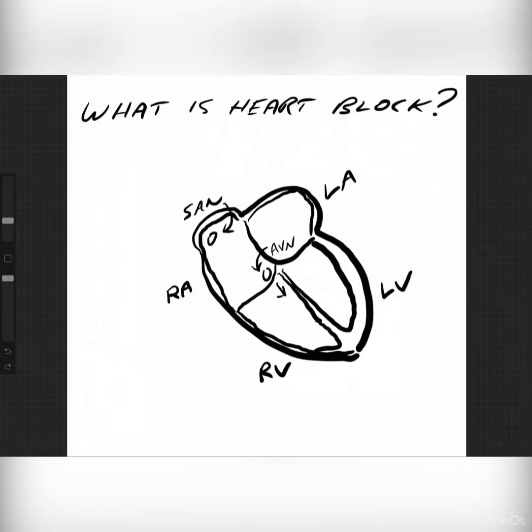So what is heart block? Heart block is essentially a delay or obstruction in conduction of the electrical signals from the sinoatrial node through the atrioventricular node and down into the ventricles to cause ventricular contraction. Now this block can be at the level of the sinoatrial node, at the level of the atrioventricular node, or downstream in the ventricles themselves. But today we're going to concentrate on the atrioventricular node and go through the so-called AV blocks.